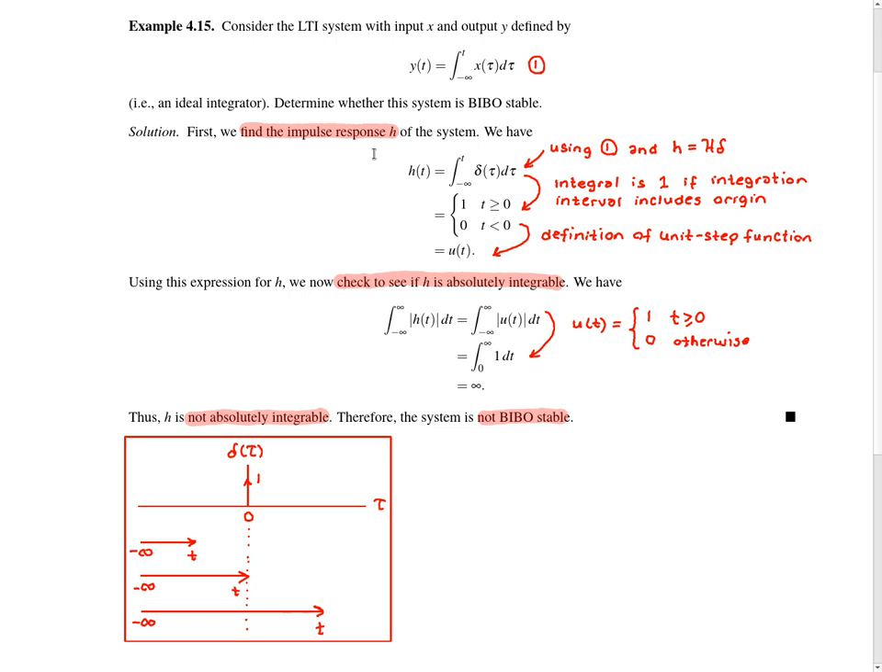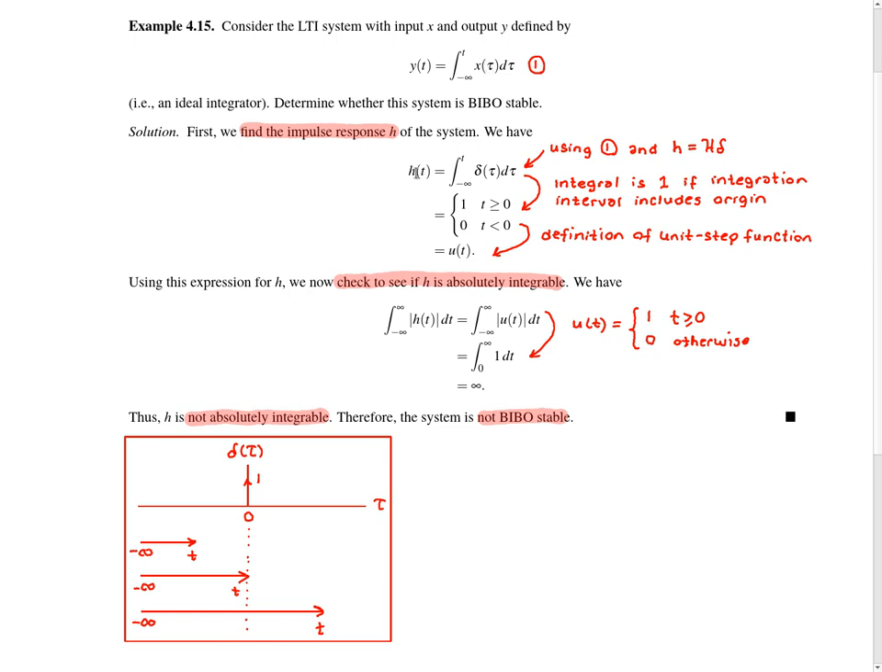So to find the impulse response of the system, all we need to do is take the equation which defines the input-output behavior of the system, and we're going to let the input x be equal to delta. And by definition, the output that we get will correspond to the impulse response. In other words, the impulse response is simply the output that's produced by the system when the input is the delta function.